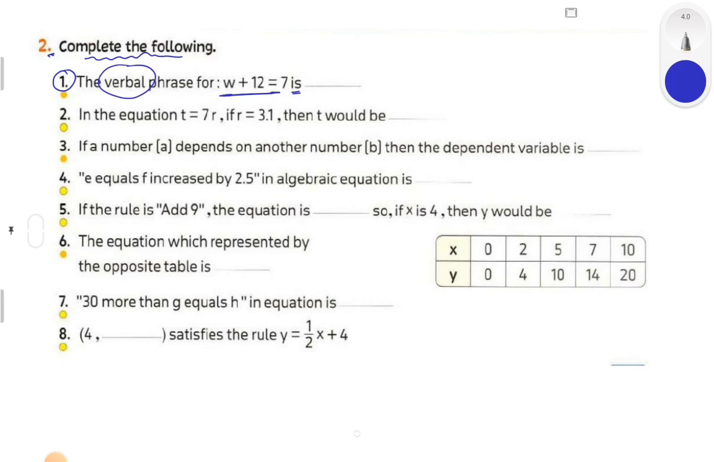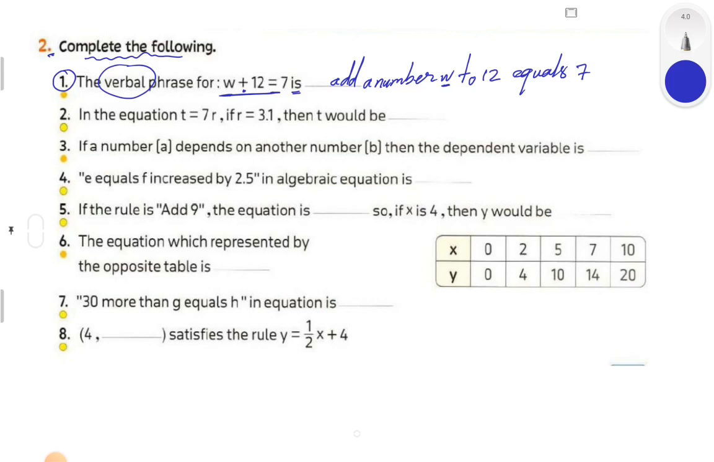Use words to write the equation. Now, it's easy. We have an addition operation. I can tell that we add a number W to 2. Add W to 12 equals what? Equals 7. I think it's easy, right?